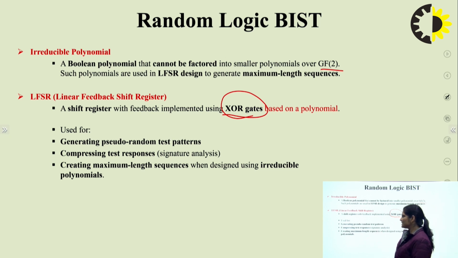Second is compressing test responses, which means signature analysis. Third is creating maximum length sequences when designed using irreducible polynomials. So these are the uses where we have to use a linear feedback shift register.